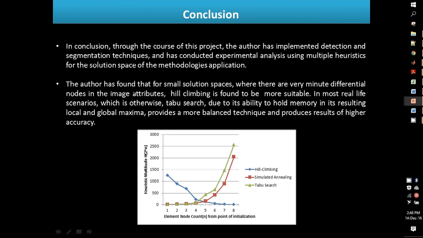So, in conclusion, through the course of this project, the author has implemented detection and segmentation techniques and has conducted experimental analysis using multiple heuristics for the solution space of the methodology's applications. Now, it has been found that for small solution spaces where there are very minute differential nodes in the image attributes, hill climbing is found to be more suitable. In most real-life scenarios, which is otherwise, taboo search, due to its ability to hold memory in its resulting local and global maxima, provides a more balanced technique and produces results of higher accuracy.